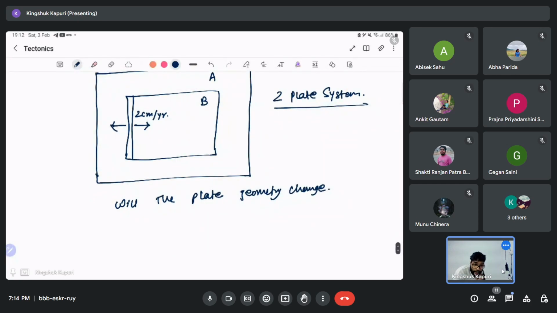Come on, anyone? Or will it remain the same? What will happen to the plate system? Yes, yes, Monu, or anyone? Abhishek, Abha.